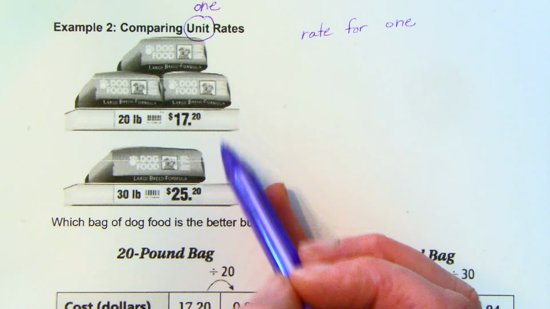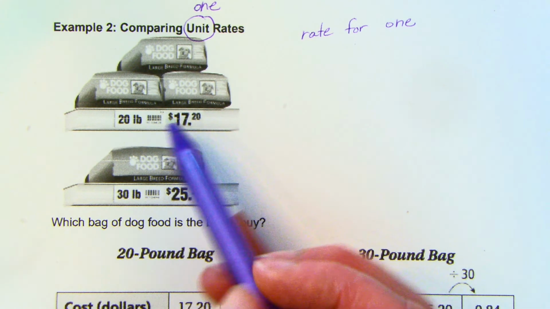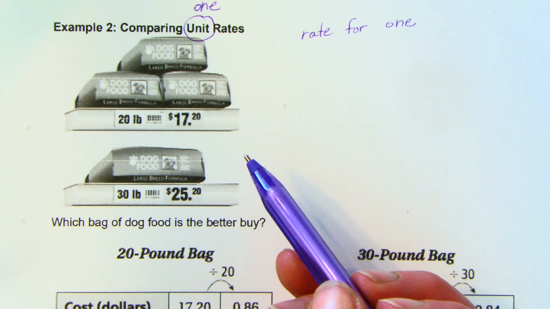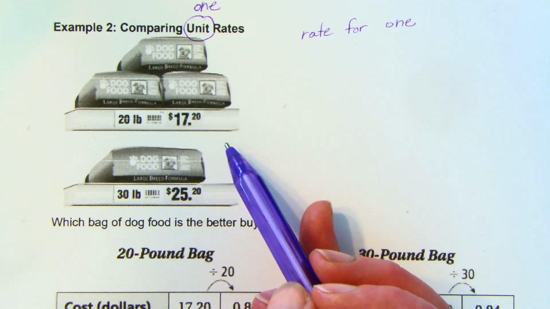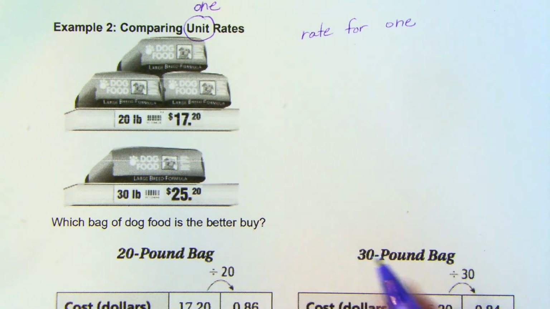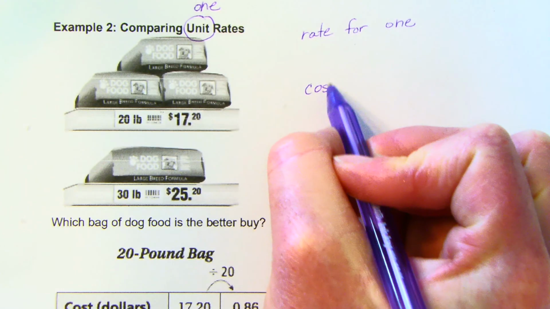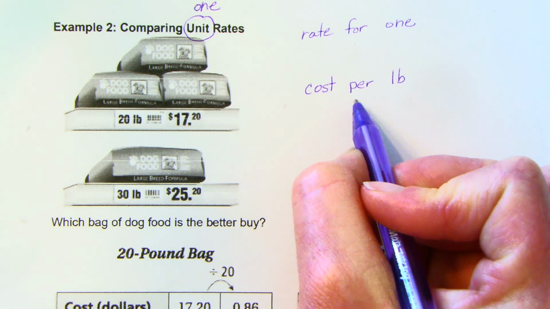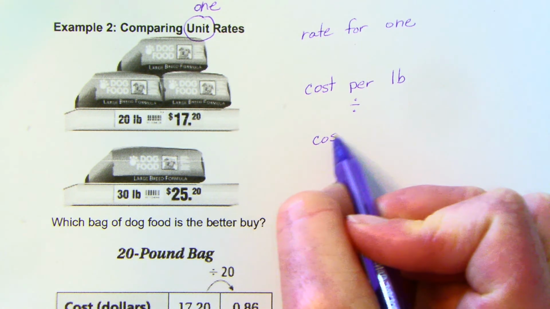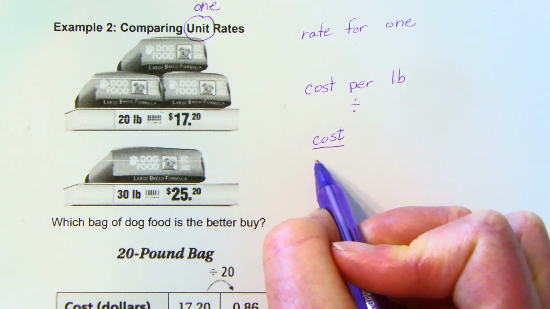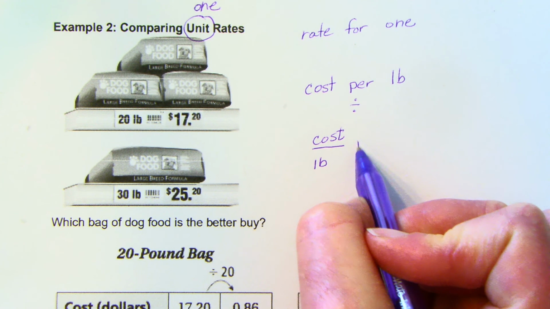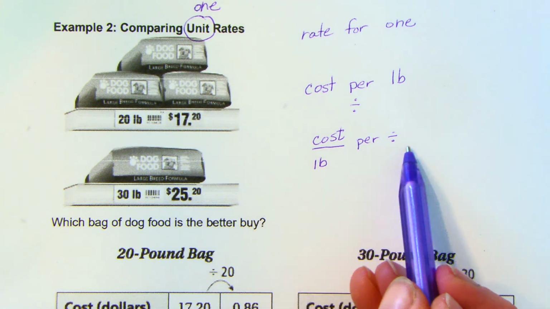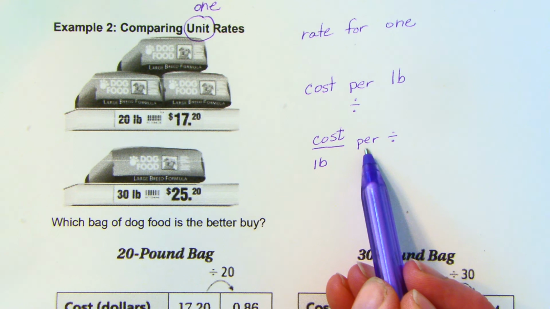So here we've got 2 things of dog food on the shelf. Sometimes it's different size packages. In this case, you've got a 30-pound bag compared with a 20-pound bag. Sometimes it's at different stores and the size of the package is different, and so you're comparing the 2 different things. We want to find out the cost per pound. Per means to divide. That fraction line is the same thing as division. If you see the word per in a problem, that's what that means.